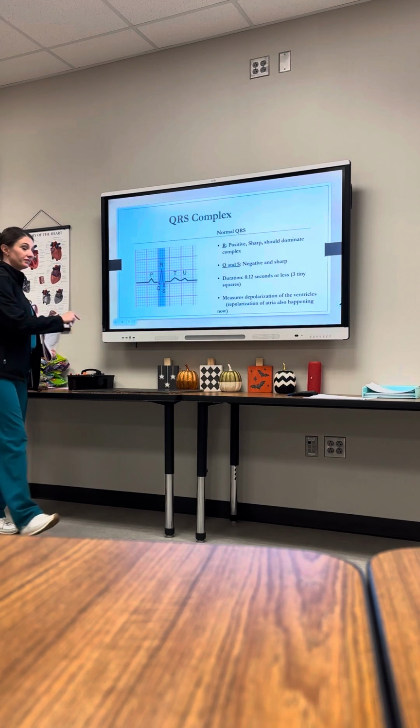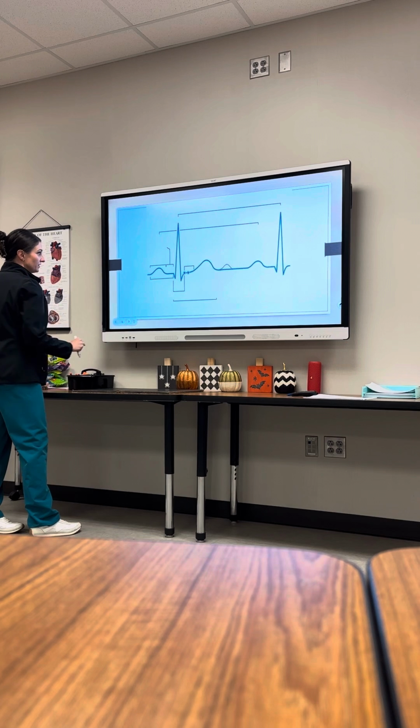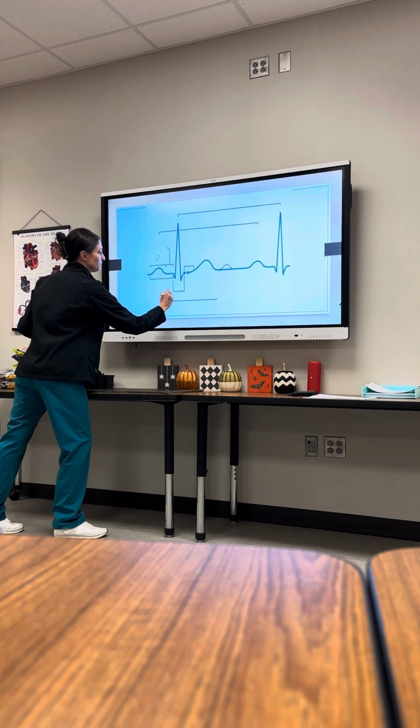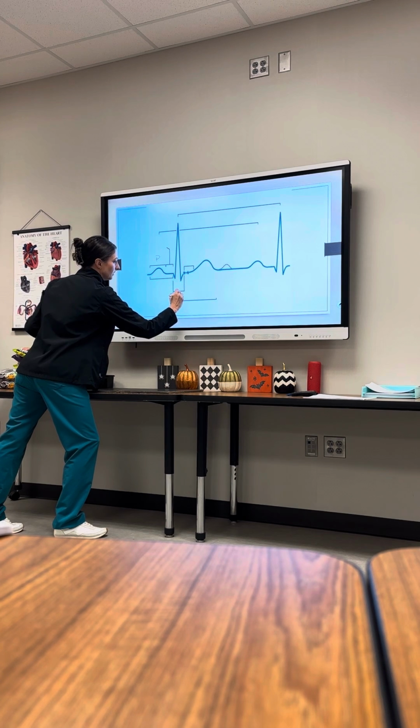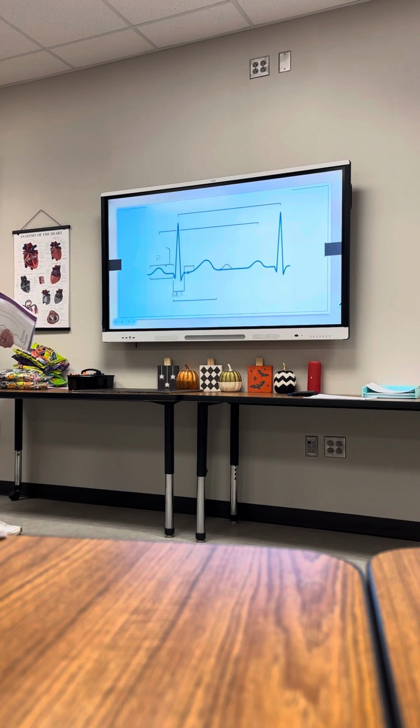Okay, let's label it. So back to 49. You're going to go back and forth to 50 and 51 and 49. Okay? All right, so we got our P. Let's label QRS now. QRS. And the QRS is measuring what? The depolarization. Depolarization of the ventricles.